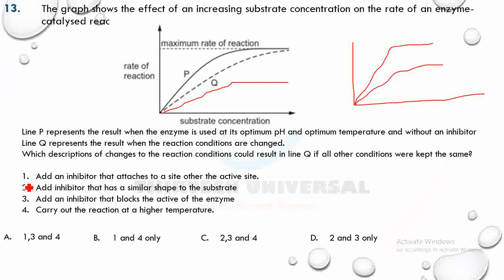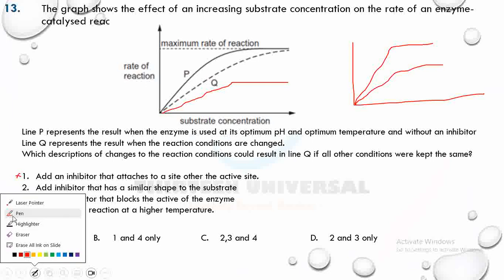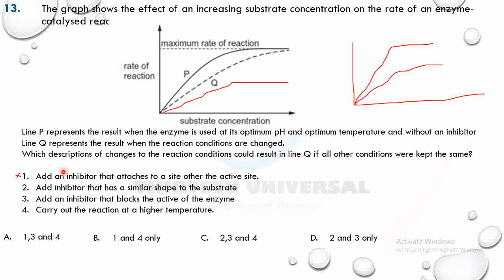So number 1 is wrong because Q doesn't show a non-competitive inhibitor. A non-competitive inhibitor binds to an allosteric site, which is any other site. That's what number 1 is insinuating, that it attaches to a site other than the active site. So this describes non-competitive, but that graph does not show non-competitive. Q shows competitive.